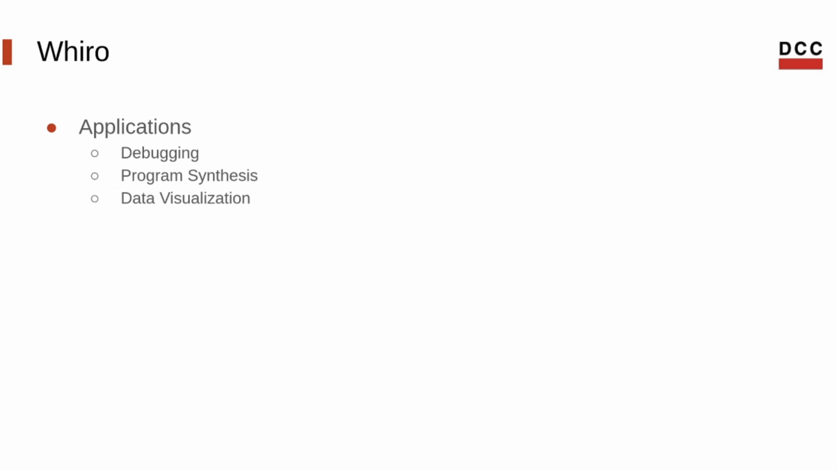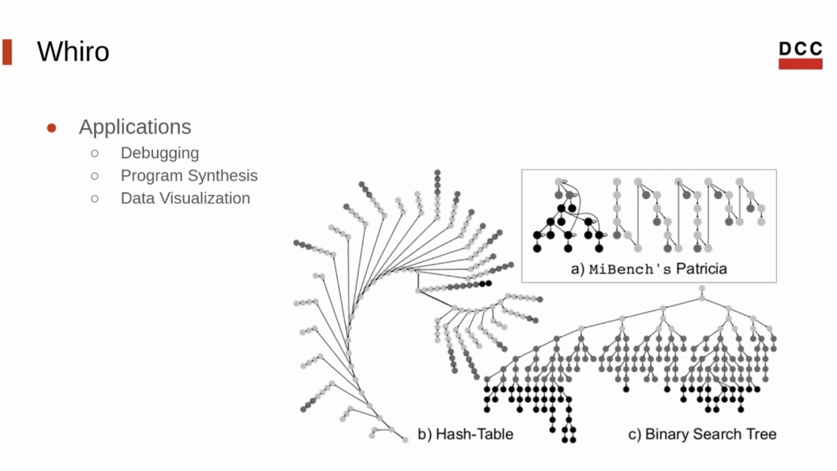Whiro lets programmers observe the shape of the data structure that exists in the heap. For example, in the figure on the screen, we can see in A a data structure from MyBank's Patricia benchmark. In B, we can see a hash table, and in C, a binary search tree. All of those figures were produced using Whiro.